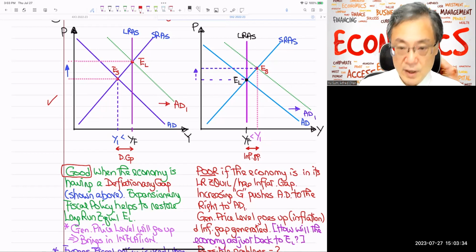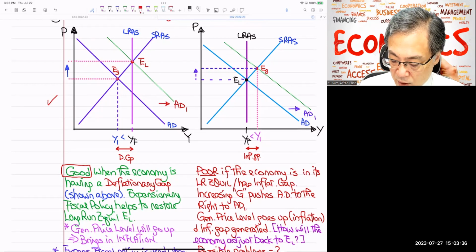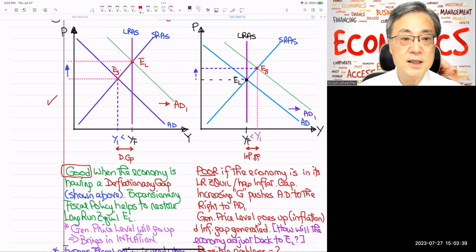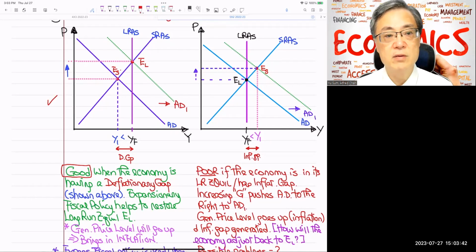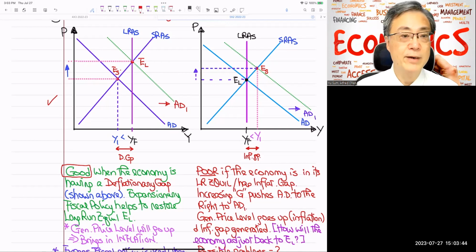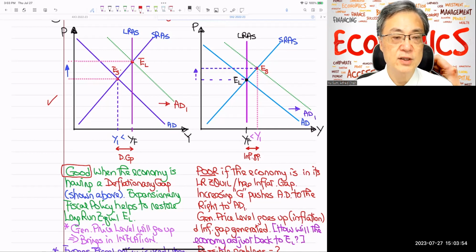So your short run equilibrium is here at ES. The short run aggregate output level is at Y1, which falls short of the full employment output level YF. That means there are idle resources in the economy. Not all the resources are being utilized. And to a certain extent, the economy is what we call underperformed. It's not doing the best.